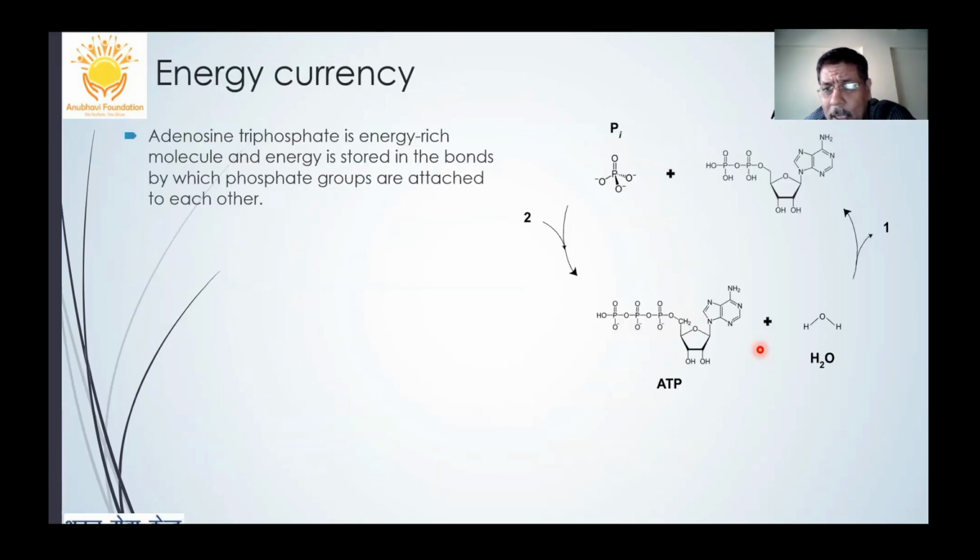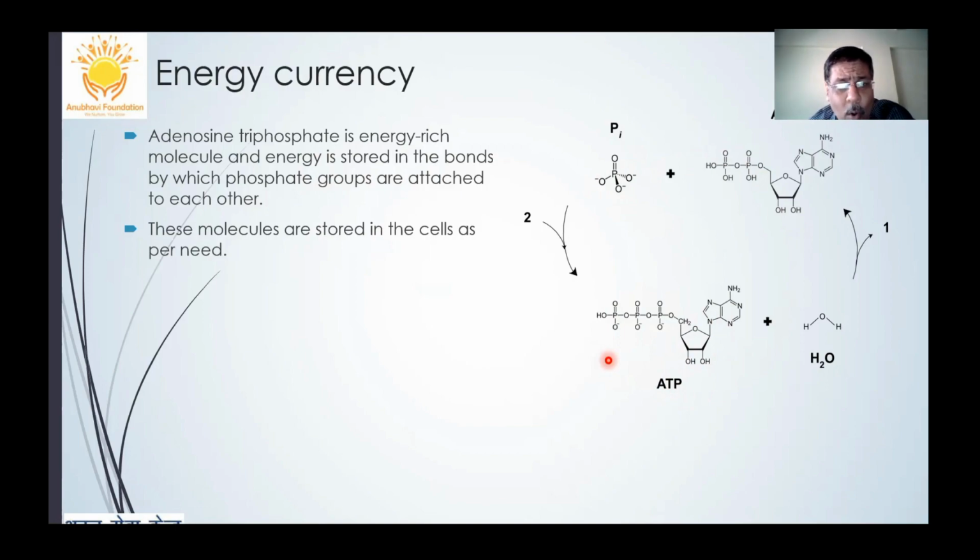Now what is the energy currency here? We have to know that adenosine triphosphate is an energy-rich molecule, and energy is stored in the bonds by which phosphate groups are attached to each other. So ATP has an adenosine group attached to three phosphate groups. Adenosine diphosphate combines with inorganic phosphate to form adenosine triphosphate, and the energy is stored in that third bond, and this energy is released for our day-to-day activities.